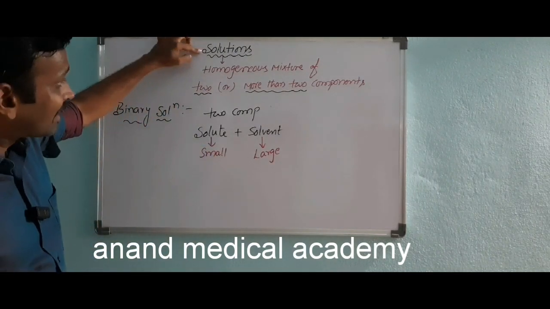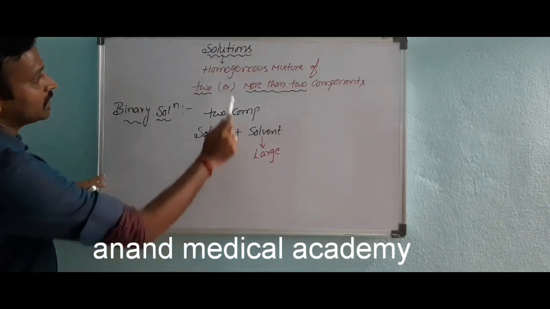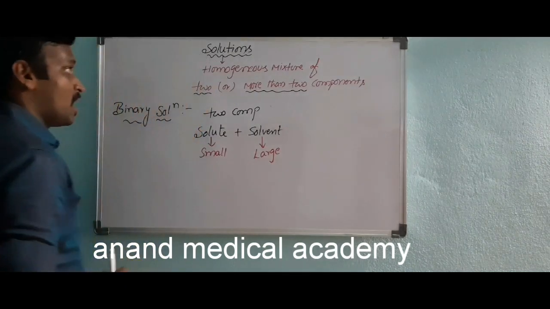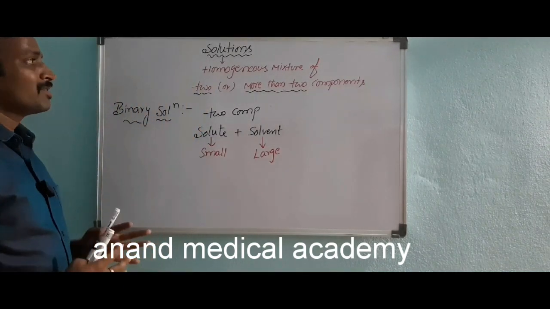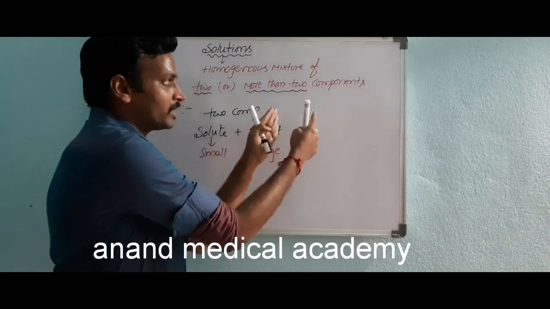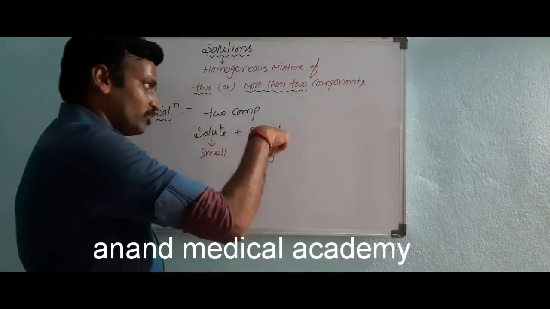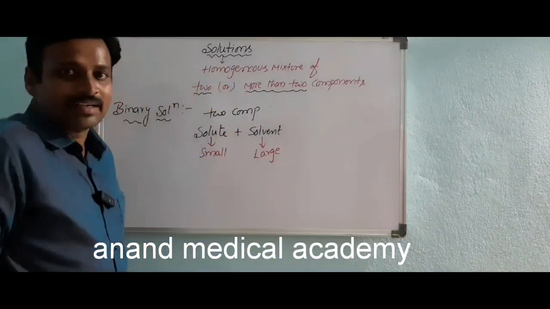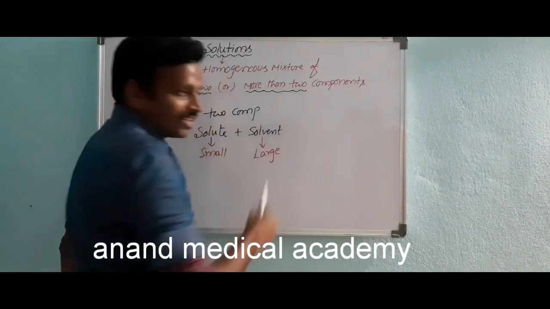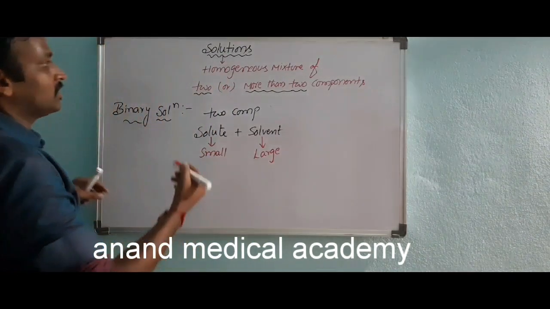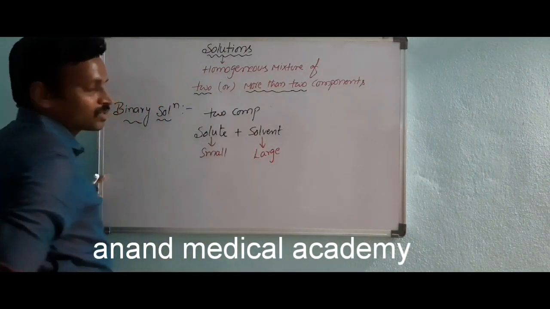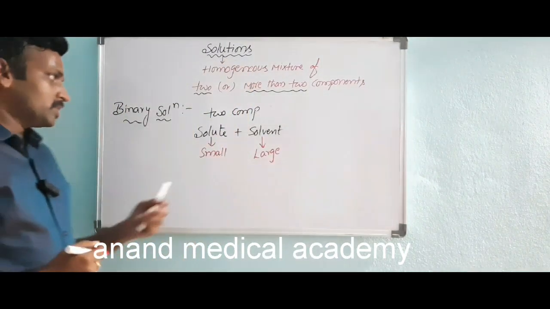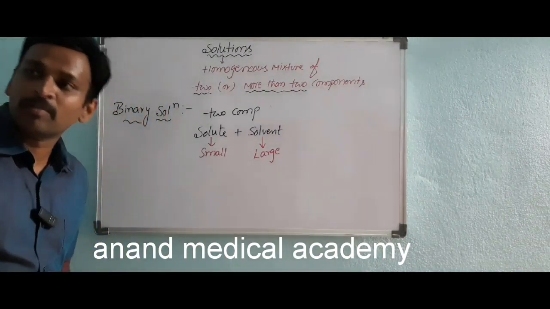What exactly does solution mean? A solution is a homogeneous mixture of two or more components. And what exactly does homogeneous mixture mean? Suppose two components are present in a beaker, and we mix one into another and you have one phase in the container, meaning it appears like a single phase. That is a uniform solution, a homogeneous solution. That is exactly what solutions are.